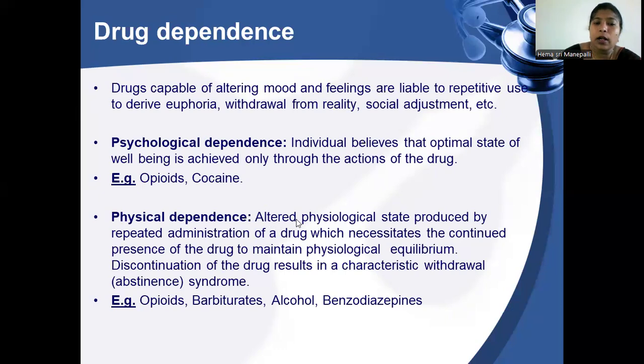Physical dependence is an altered physiological state produced by repeated administration of a drug, which necessitates the continued presence of the drug to maintain physiological equilibrium. Discontinuation of the drug results in characteristic withdrawal syndromes. So here what happens? There is a dependency. When there is a drug withdrawal, there is presence of some withdrawal syndromes. Example: opioids, barbiturates, alcohol and benzodiazepines.